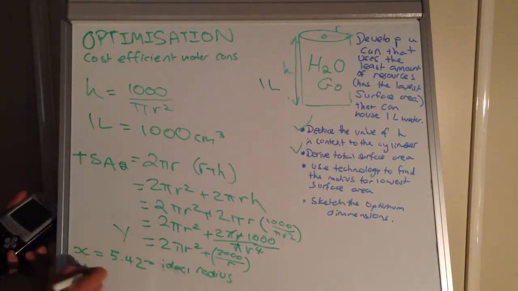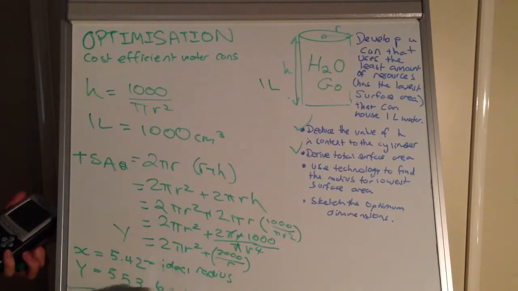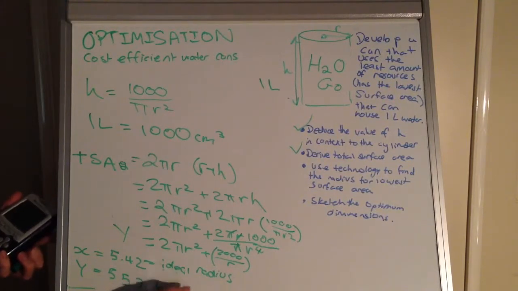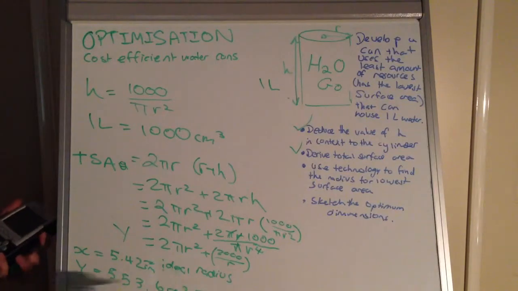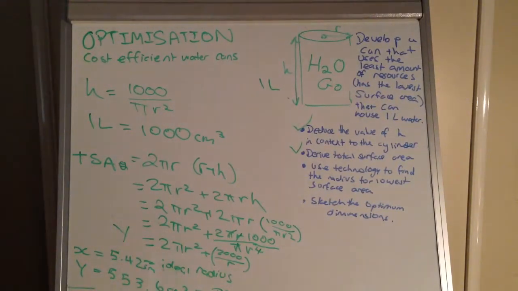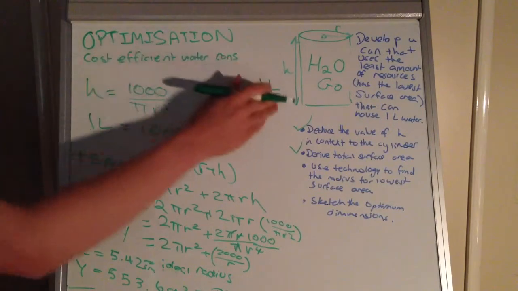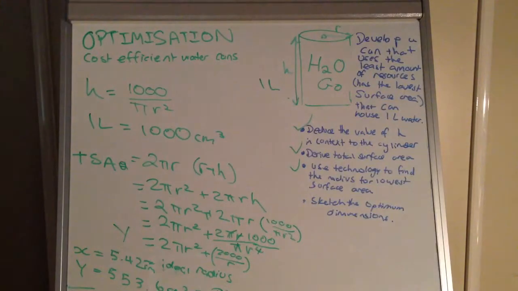And we get a y value of 553.6, which is, and if we give it in units, that would be centimeters squared, and that would be centimeters, but that is the actual total surface area when it's at a minimum, because again, lowest amount of resources. So from this, we're able to work out the value of h, because we have it relative to r, and we're able to draw what's known as the optimum dimensions diagram.